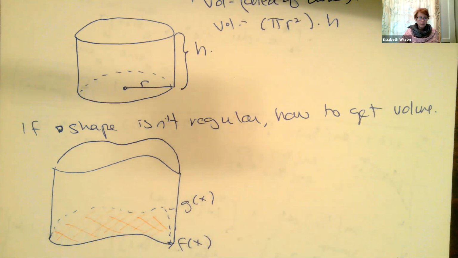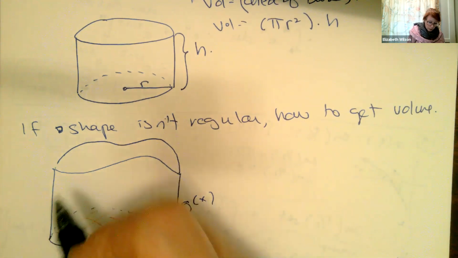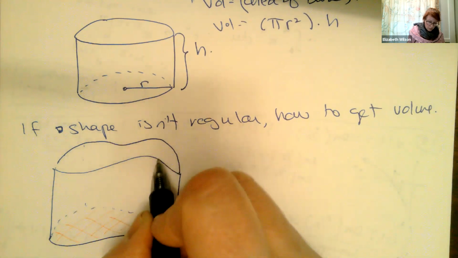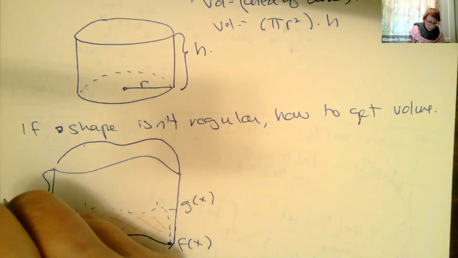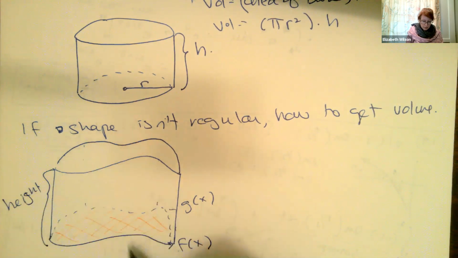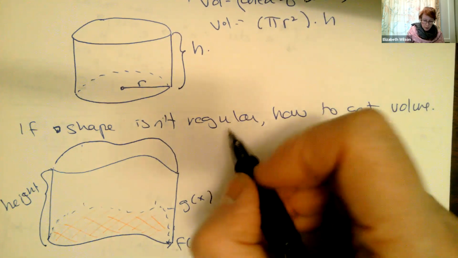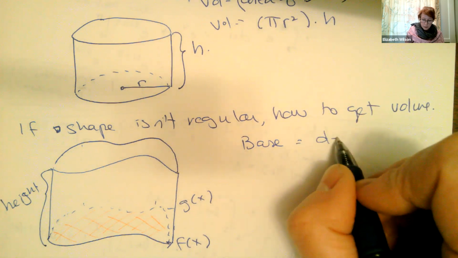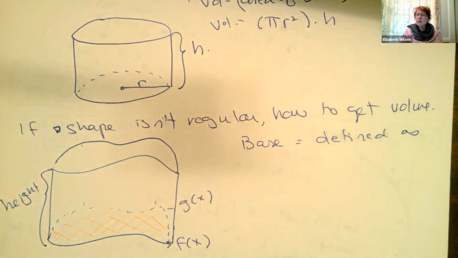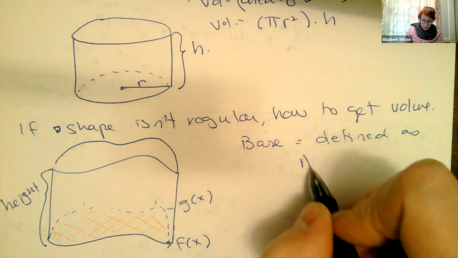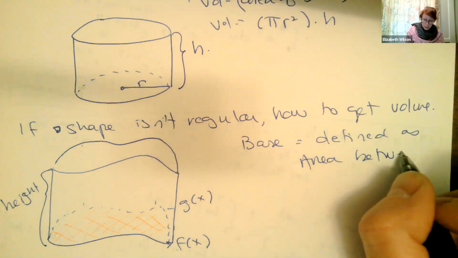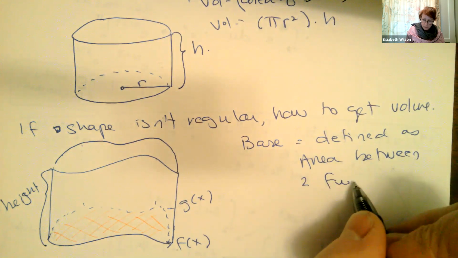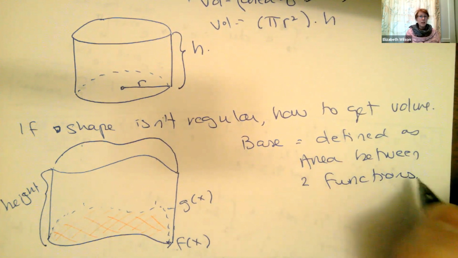Now, when we're doing this stuff, I like to make drawings because it helps me visualize, okay? I can think about there being a height here. So we've got a height, and we've got these two functions that are intersecting with each other. So we can say our base is defined as the area between the two functions.